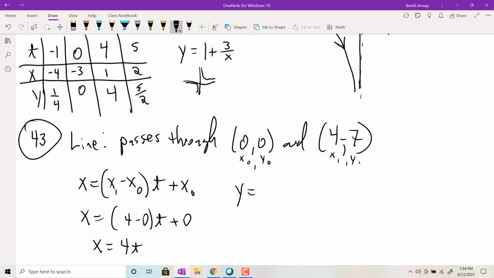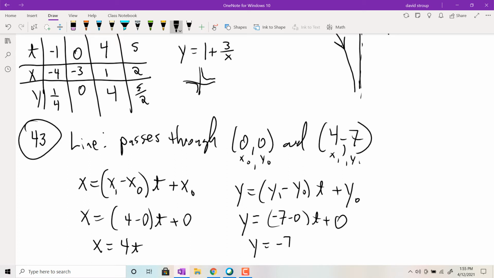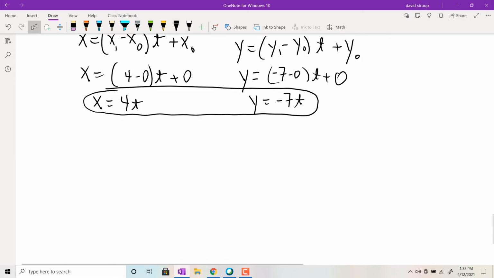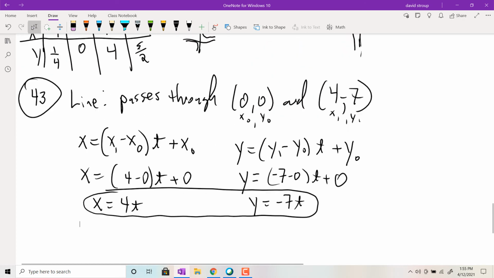And then y always equals y sub 1 minus y sub 0 times t plus y sub 0. Y would then equal -7 minus 0 times t plus y sub 0, which is 0. And then y would equal -7t. Okay, so those would be your parametric equations. Okay, so that's definitely important. I'm 100% positively sure we'll put one of those on the test.